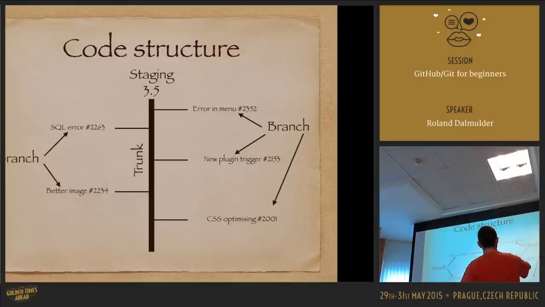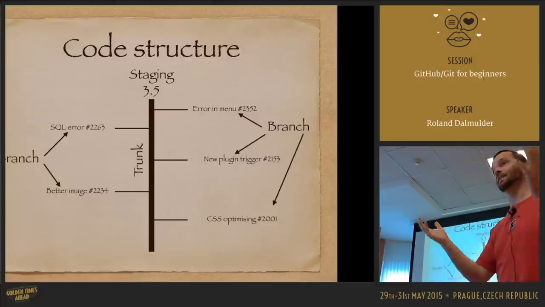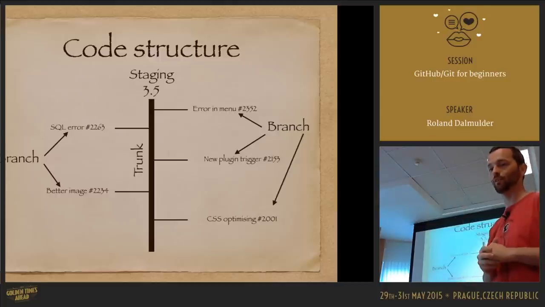And every branch gets its own number. So it's easy to track who has been doing what, and if something breaks, or if you want to tell somebody, please test my change, you just give them the number and they can find the code.